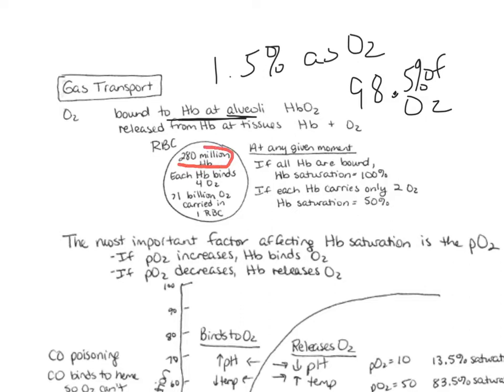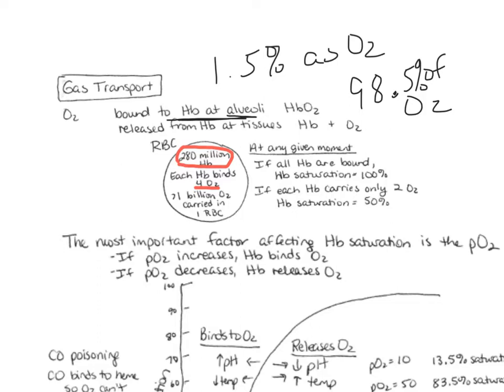And each hemoglobin binds to 4 oxygen. So each hemoglobin molecule has 4 globular proteins, and at the center of each globular protein is a heme group with iron, and they bind to oxygen. So each of them binds to oxygen, making each hemoglobin molecule carry 4 oxygen molecules.